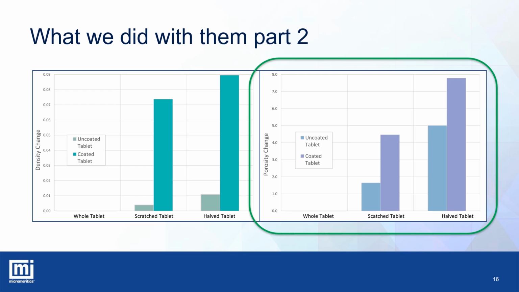So to the second purple and blue graph. Here we're looking at the change in porosity, and the data is not quite as we expected. There is a marked change when the coated tablet is damaged, and the greater the damage, the greater the change in porosity, shown with the purple bars. This is broadly what we're expecting, but the same trend is also seen with the uncoated tablets, although to a lesser extent.